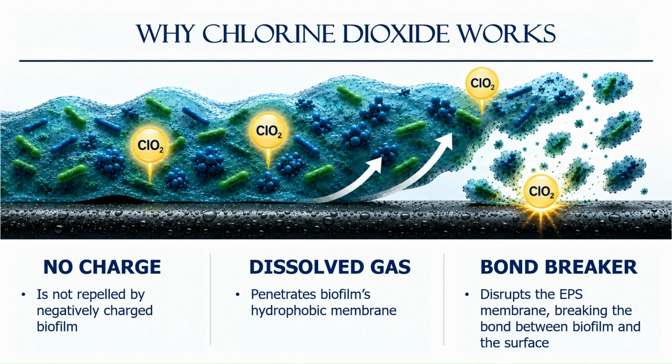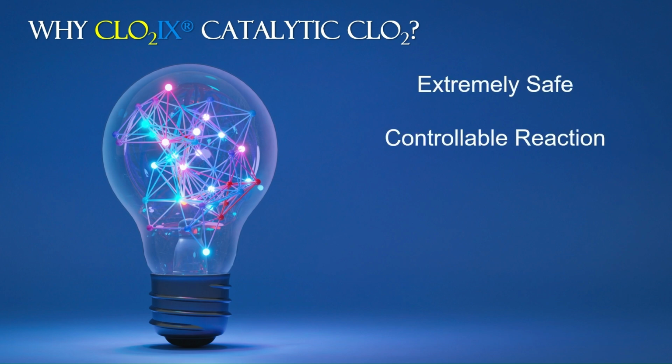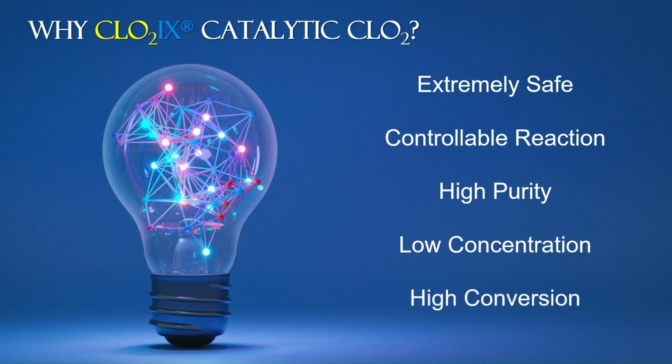While chlorine dioxide itself is highly effective, the challenge has always been generating it safely, efficiently, and at high purity. This is where ClO2IX sets itself apart. ClO2IX generation systems utilize a safe and controllable reaction to produce a high-purity solution at low concentration and high conversion efficiency. By eliminating many of the traditional drawbacks associated with chlorine dioxide generation, ClO2IX delivers a high-purity solution specifically designed for biofilm control and water treatment.